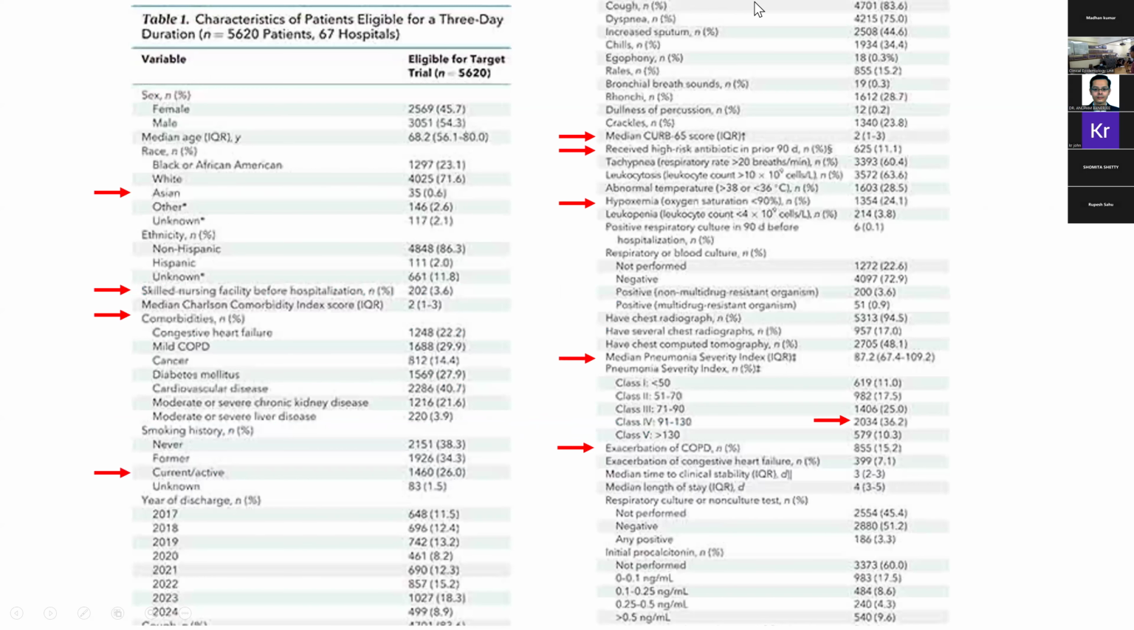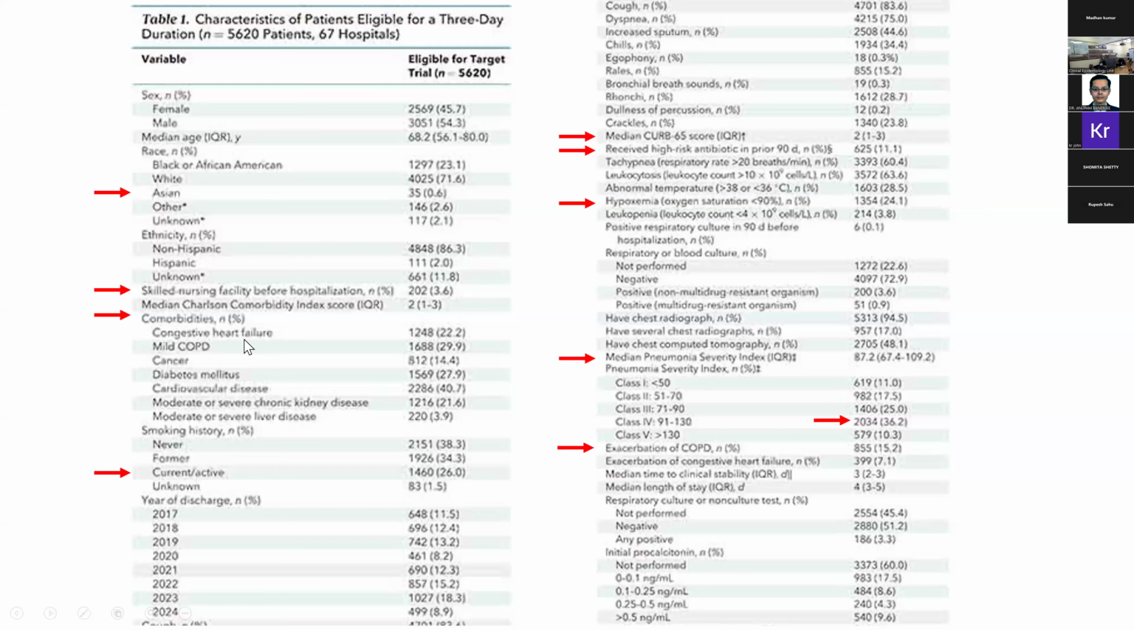So, this is the baseline. They have a very extensive baseline. I just highlighted some things that might be important to our scenario. So, 3.6% of the people of this 5620 were Asian. 3.6% were in a skilled nursing facility. They had a good mix of comorbidities, congestive heart failure, COPD, cancer, diabetes, cardiovascular disease, a lot of the things that we also see in our medical wards. And then current smokers were also included.